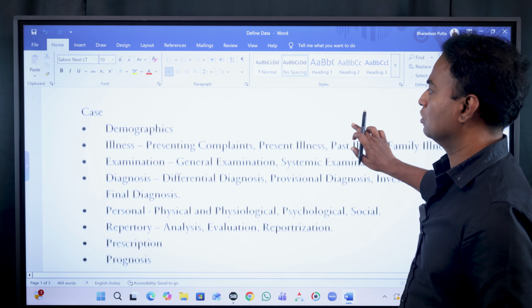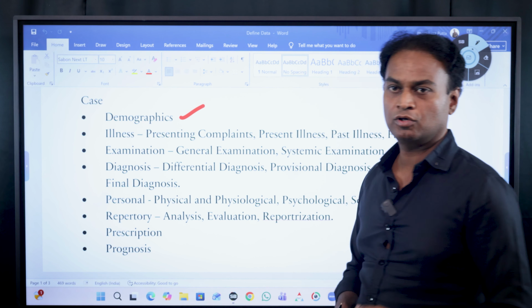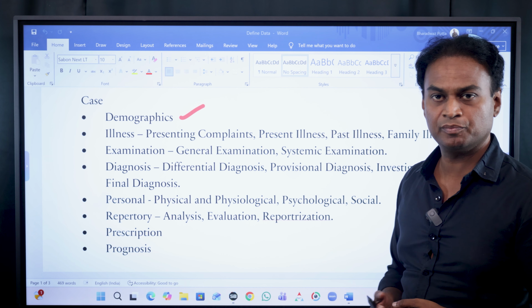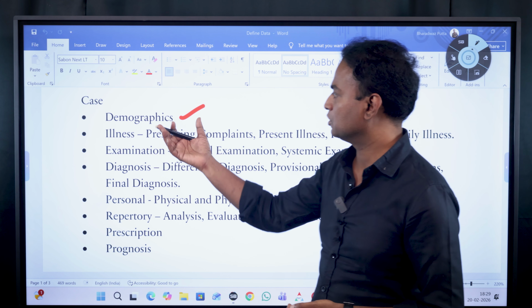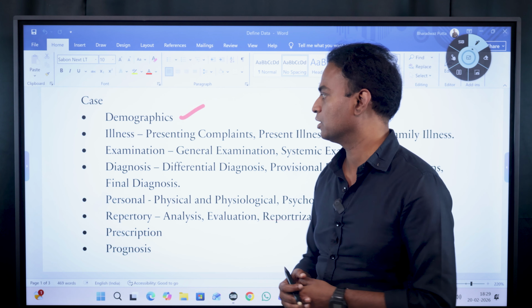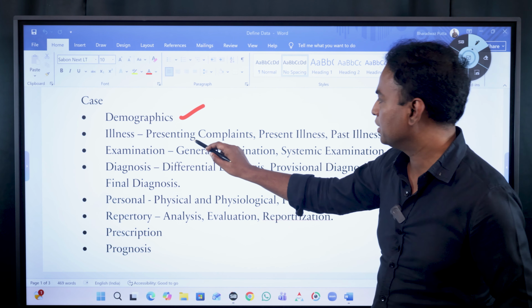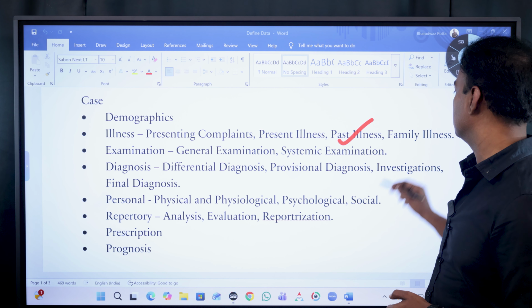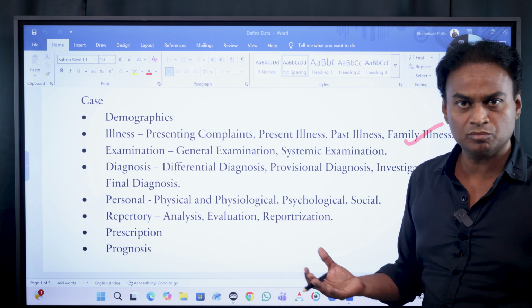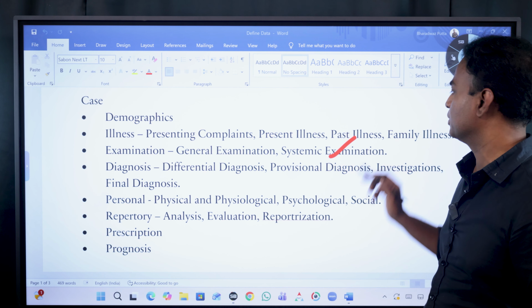And coming to the case, what are all the things you collect in the case? One is demographics: what is the age of the patient, what is the name of the patient, from where he is coming, all those things come under demographics. Next one is illness: presenting complaints or history of present illness, history of past illness, family history, all this comes under data. Next one is examination, both general examination and systemic examination.